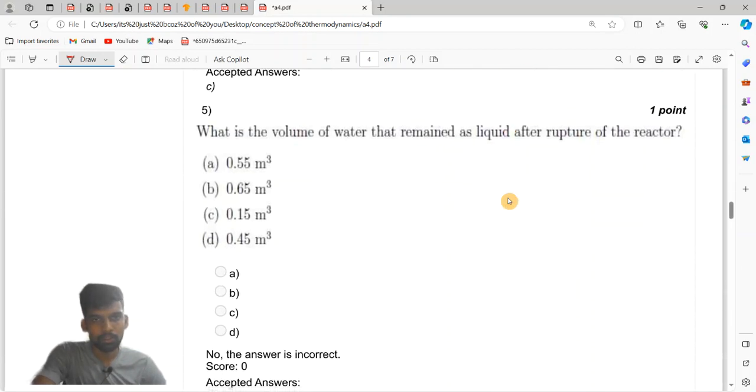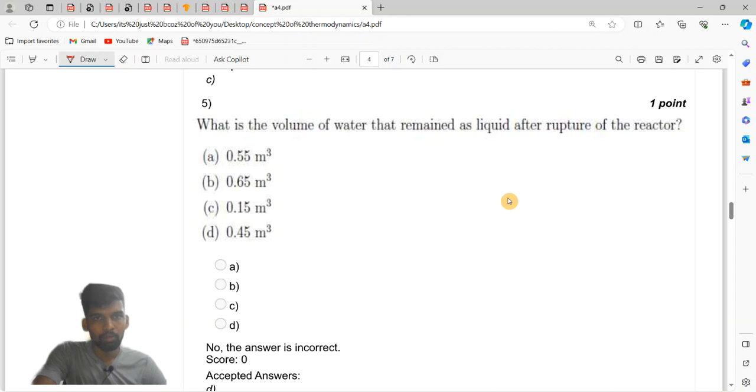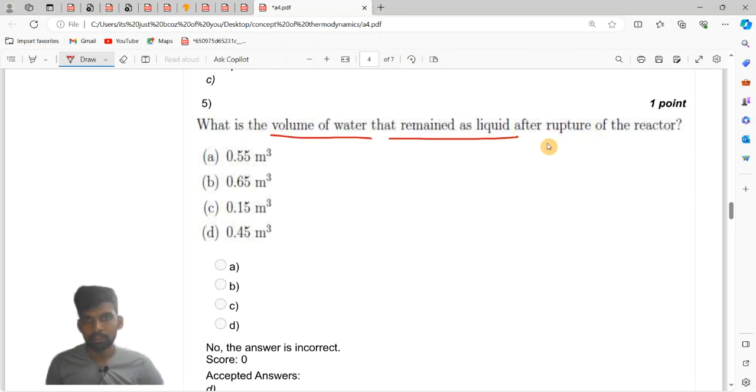Then next is, what is the volume of water that remained as a liquid after rupture of the reactor? Okay, so this is also an interesting question. What they are asking is, what is the volume of water that remained as a liquid after the rupture of the reactor?